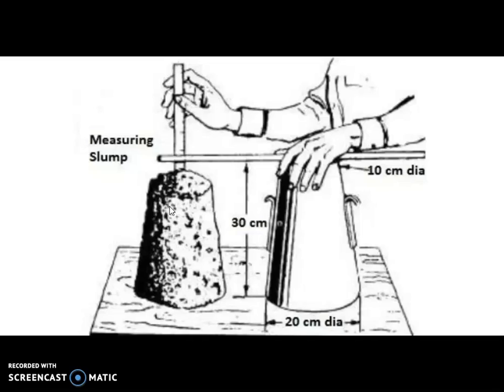So this is called workability in terms of concrete. Now what is giving this workability? How is that concrete made workable? What are the ingredients? Coarse aggregate, fine aggregate, cement and water.